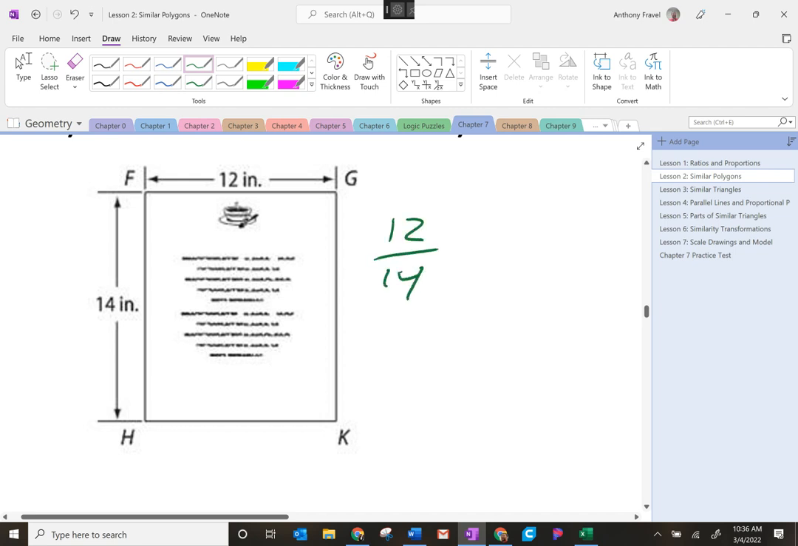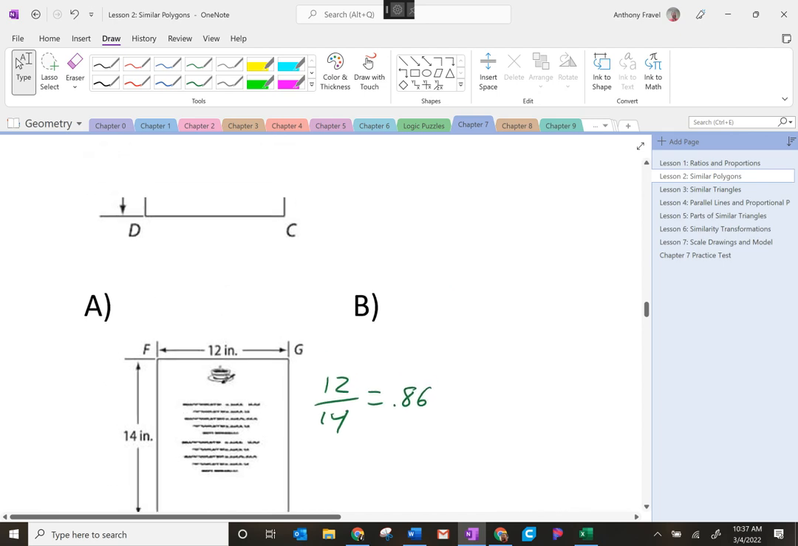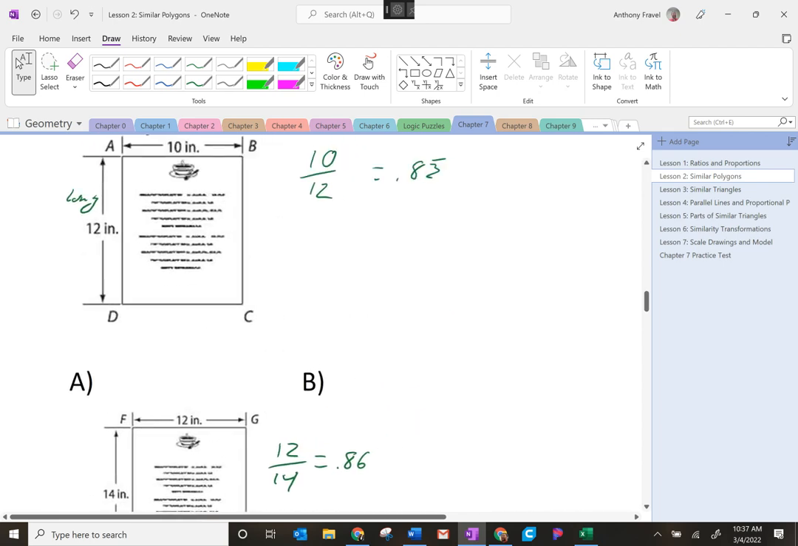I'm going to do 12 divided by 14. If I did that, I got 0.86. Is that the same number? I'll zoom out so you can compare two numbers. Top one's 8.3 repeating. The bottom one was 0.86. Is that the same number? No. So my menu A is a big fat no. They're not the same.